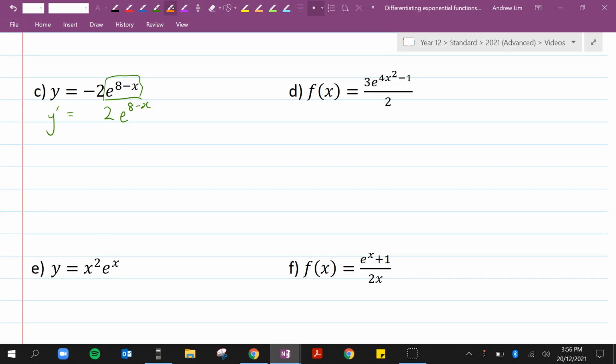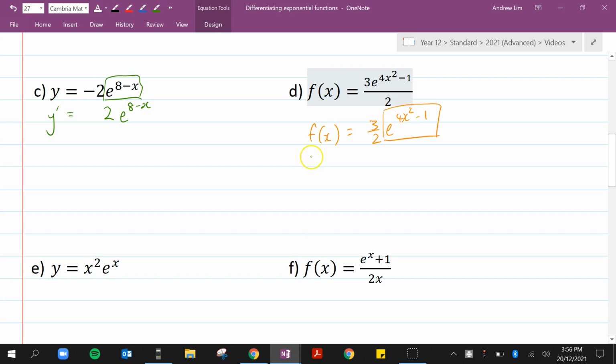Alright, question D. What I'm going to do here is I'm going to actually rewrite this question as f of x is equal to 3 over 2 e to the power of 4x squared minus 1. That way I can separate it. This is my f of x and this is my coefficient.